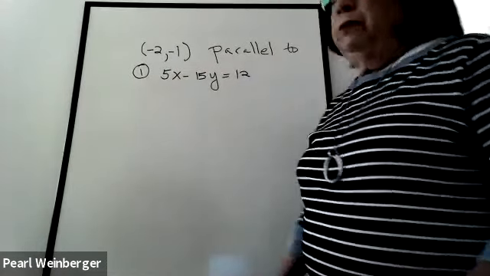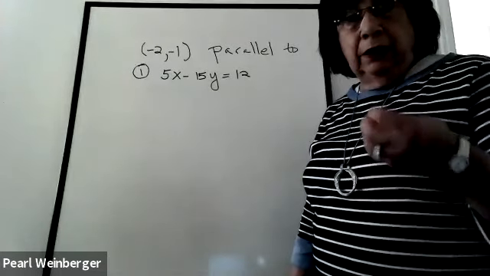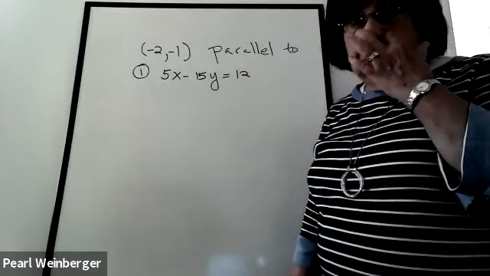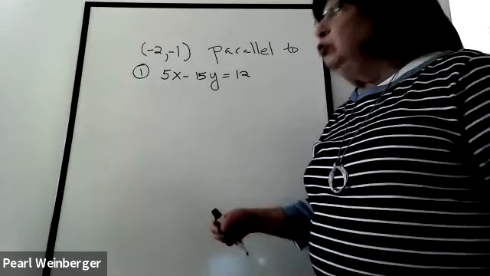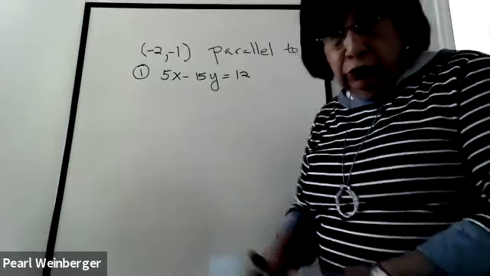Well, we have to remember what it means that lines are parallel. What does that mean in terms of slope? What it means in terms of slope is that the two lines are going to have the exact same slope.